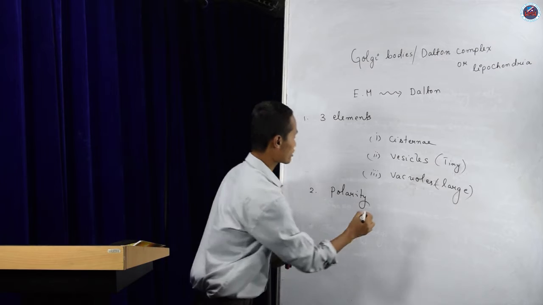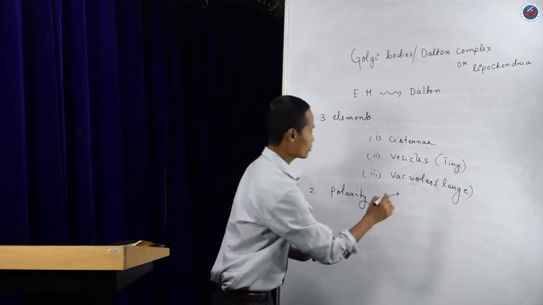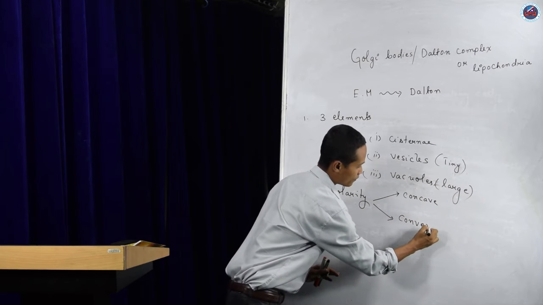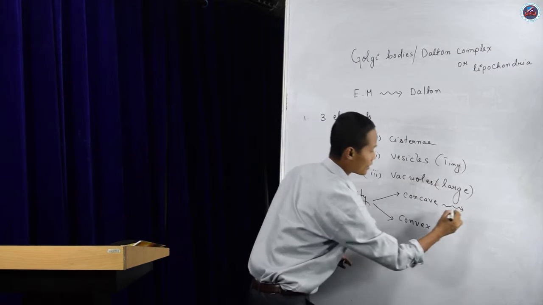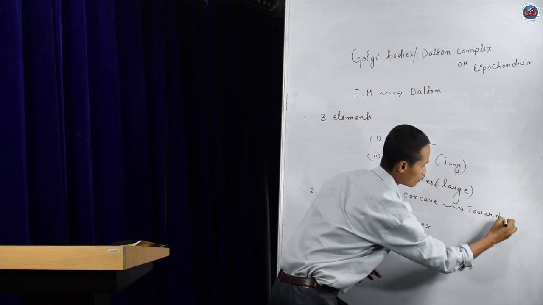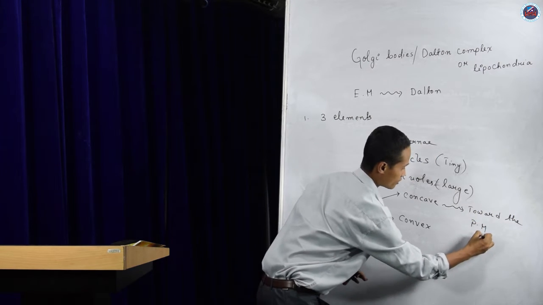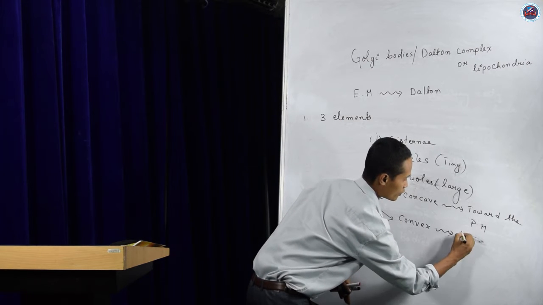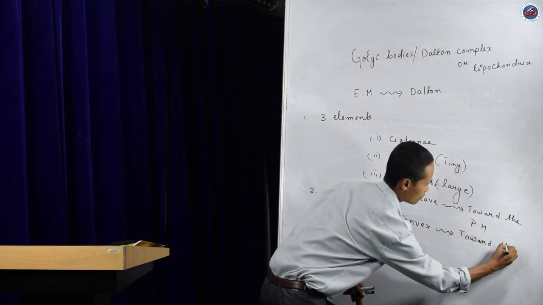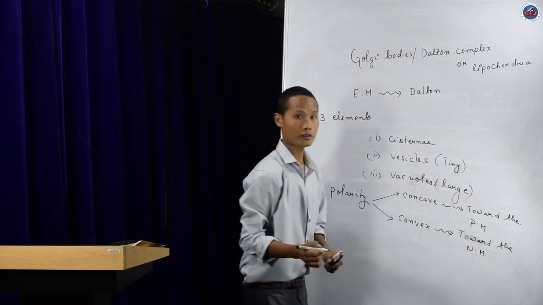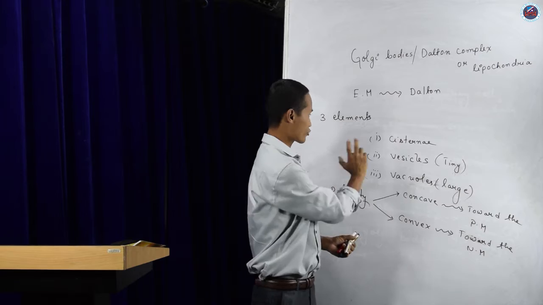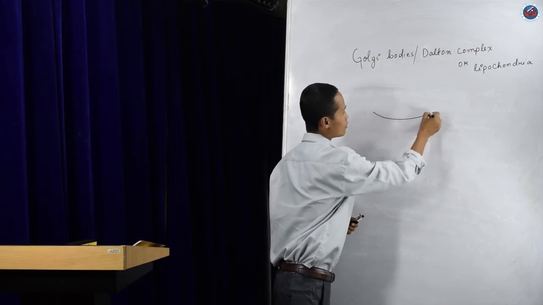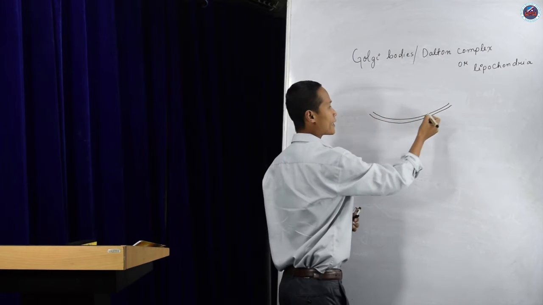This Golgi body is said to have polarity. I'll explain what polarity means. Polarity means one side is concave and the other side is convex. The concave side is toward the plasma membrane, and the convex side is toward the nuclear membrane. Now I'll draw the structure and then explain it. Three elements: cisternae. You can see that it is a flattened sac.